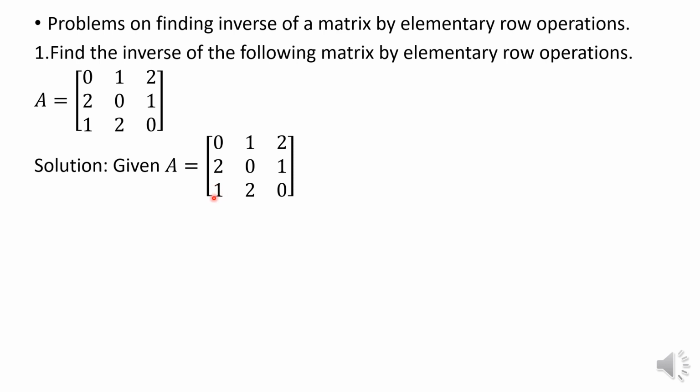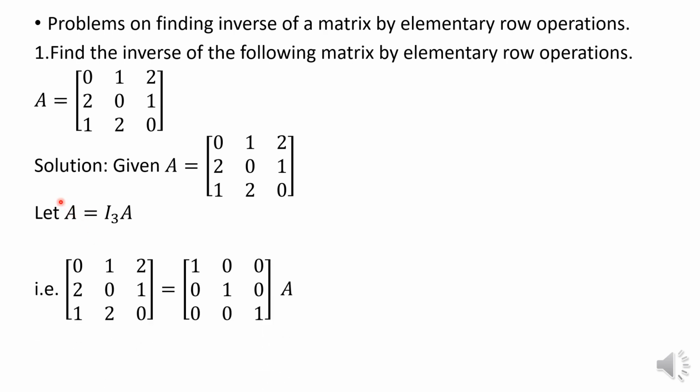So therefore we have to make the row operation like this. Okay, before that you write this one: let A is equal to I3 into A. Let A is equal to I3 into A. This is the important thing you should remember. So that is you write down in place of A the given matrix is equal to I3, the unit matrix of order 3: 1 0 0, 0 1 0, 0 0 1.